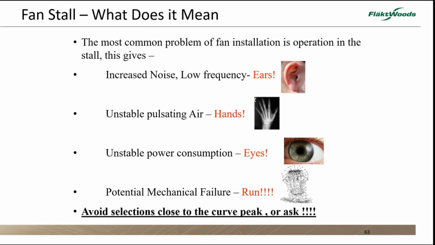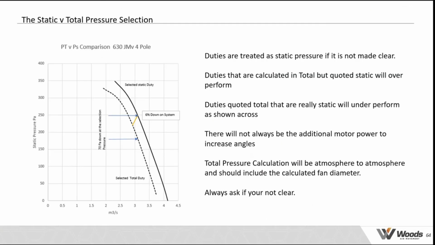And the last thing I'd like to finish with is just this difference on total and static pressure. As a company, we will always assume, unless we're told otherwise, when you ask us for a pressure, that's static pressure. Because if we don't, and this is an example where it was actually a static pressure duty, but was selected as a total pressure. And so what I've done, this is the static pressure curve. This is the curve for the same fan selected in total pressure. And what I've done is to remove the dynamic pressure, so I have that fan dynamic curve.